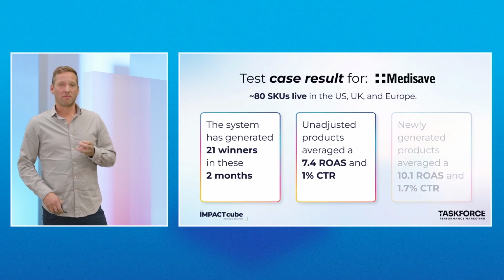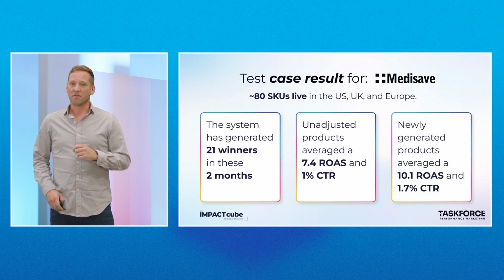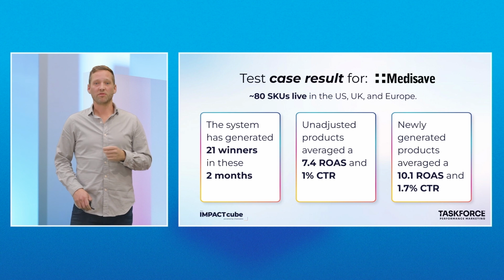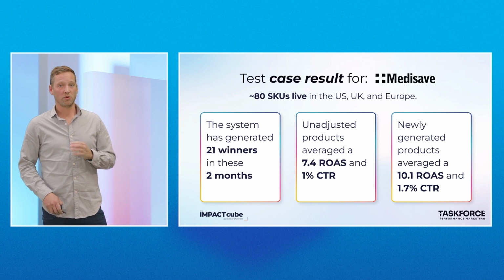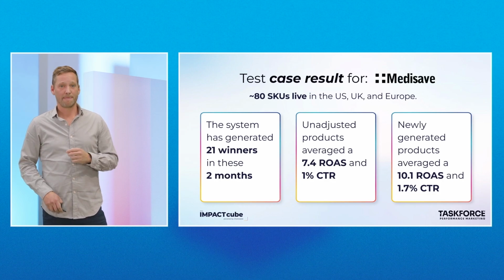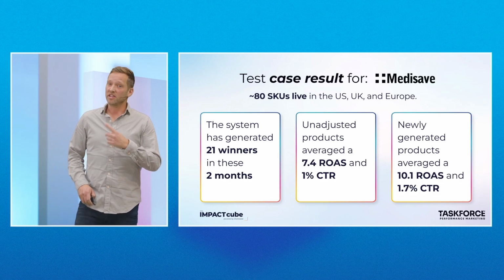We have had this setup live for about 2 months now with one of our clients, MediSafe. They are a medical retailer active in the US, the UK, and across whole Europe. Since launching, the self-optimized system has already created about 20 winning alternatives out of a total of 80 products. For context, the products that were not adjusted had an average ROAS of 7.4 and a CTR of 1%. The newly generated products, on the other hand, are averaging a ROAS of 10.1 and a CTR of 1.7%.